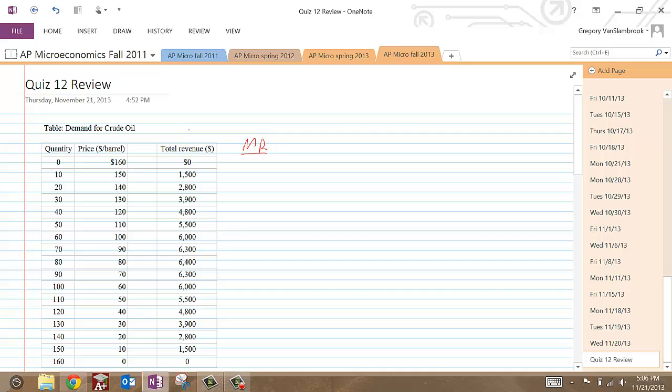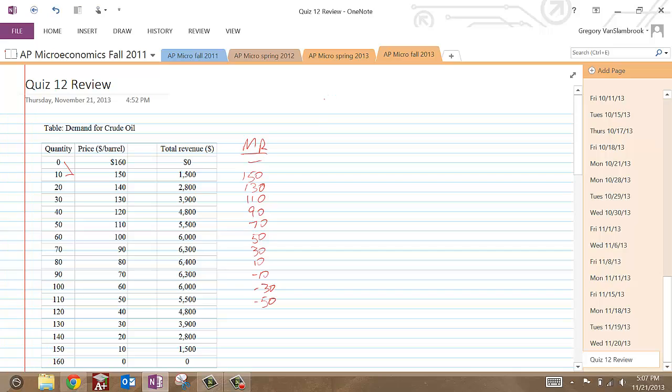So we have total revenue, we need to find marginal revenue. And since the quantity changes by 10 each time, we're going to divide the change in total revenue by that change in quantity of 10. So 1,500 divided by 10 is 150. The difference between these revenues, 1,500 and 2,800, that's 1,300 divided by 10 is 130, and so on. You're going to see the pattern pretty quickly. 90, 70, 50, 30, 10, negative 10, negative 30, negative 50, and let's stop there.